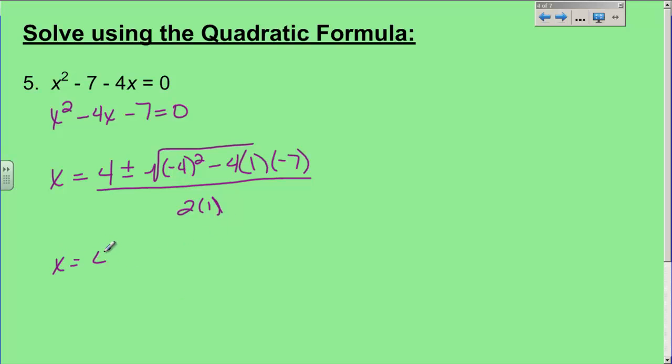So let's simplify. So I have 4 plus or minus. Negative 4 squared is 16. Negative 4 times 1 is going to be negative 4. And then negative 4 times negative 7 is going to be, I apologize, totally went brain dead there, equals 28. And all of this is divided by 2.